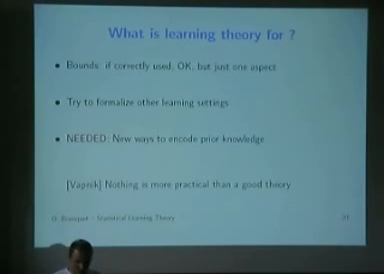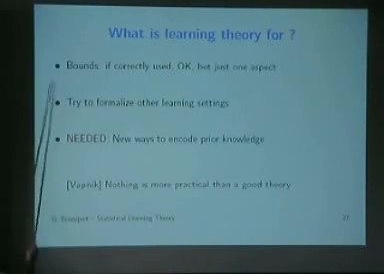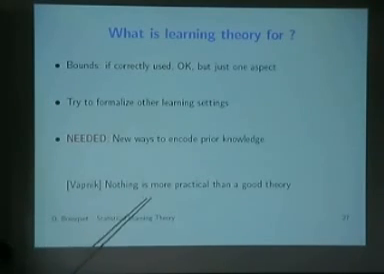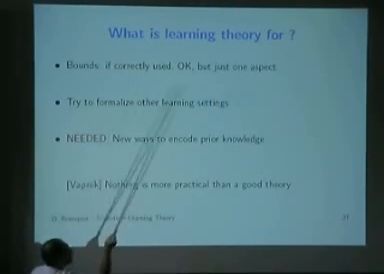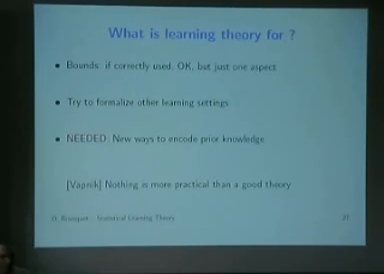So I come to my last slide. What is learning theory for? What is the goal of learning theory? One partial answer is these bounds. If they are correctly used, then it's fine. You can get some understanding of what's going on. But this is more or less one aspect of the problem.